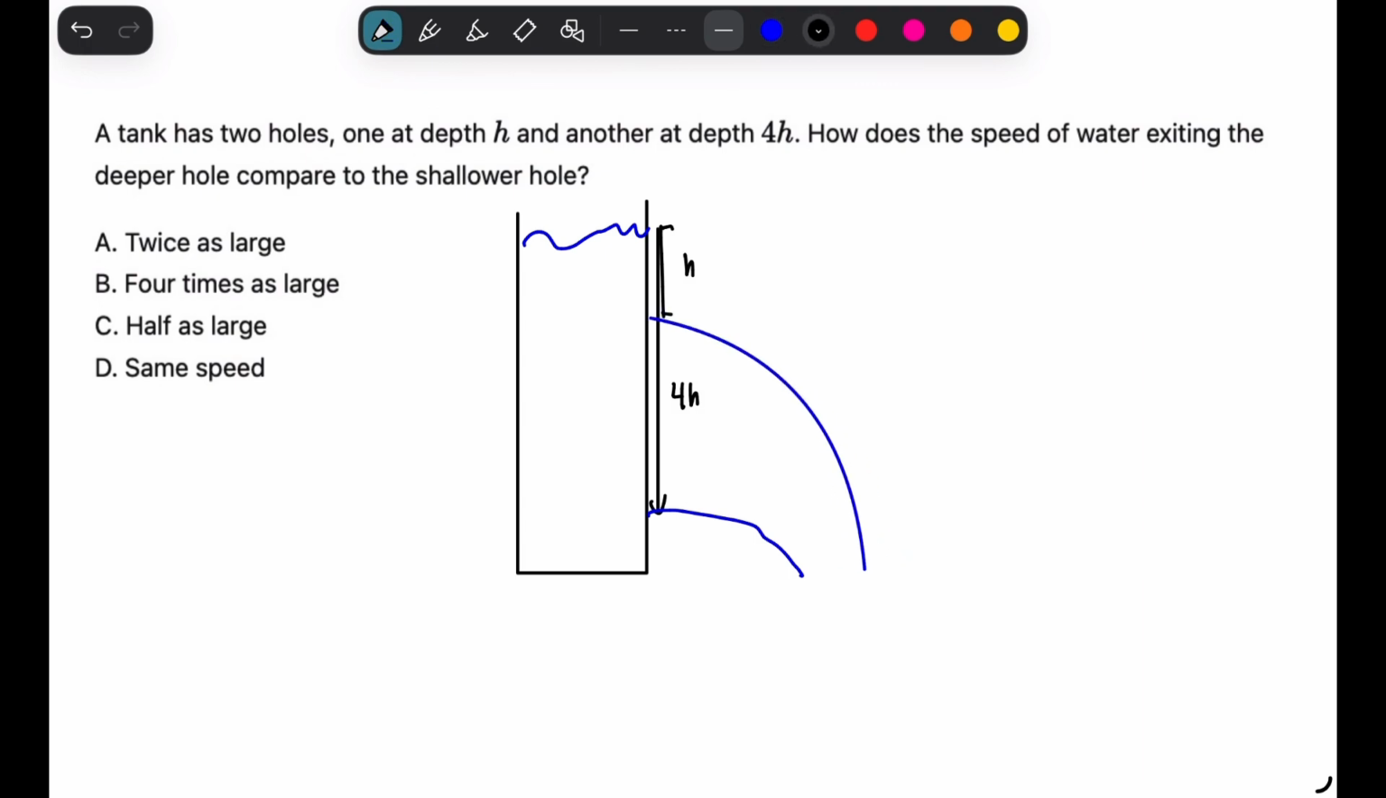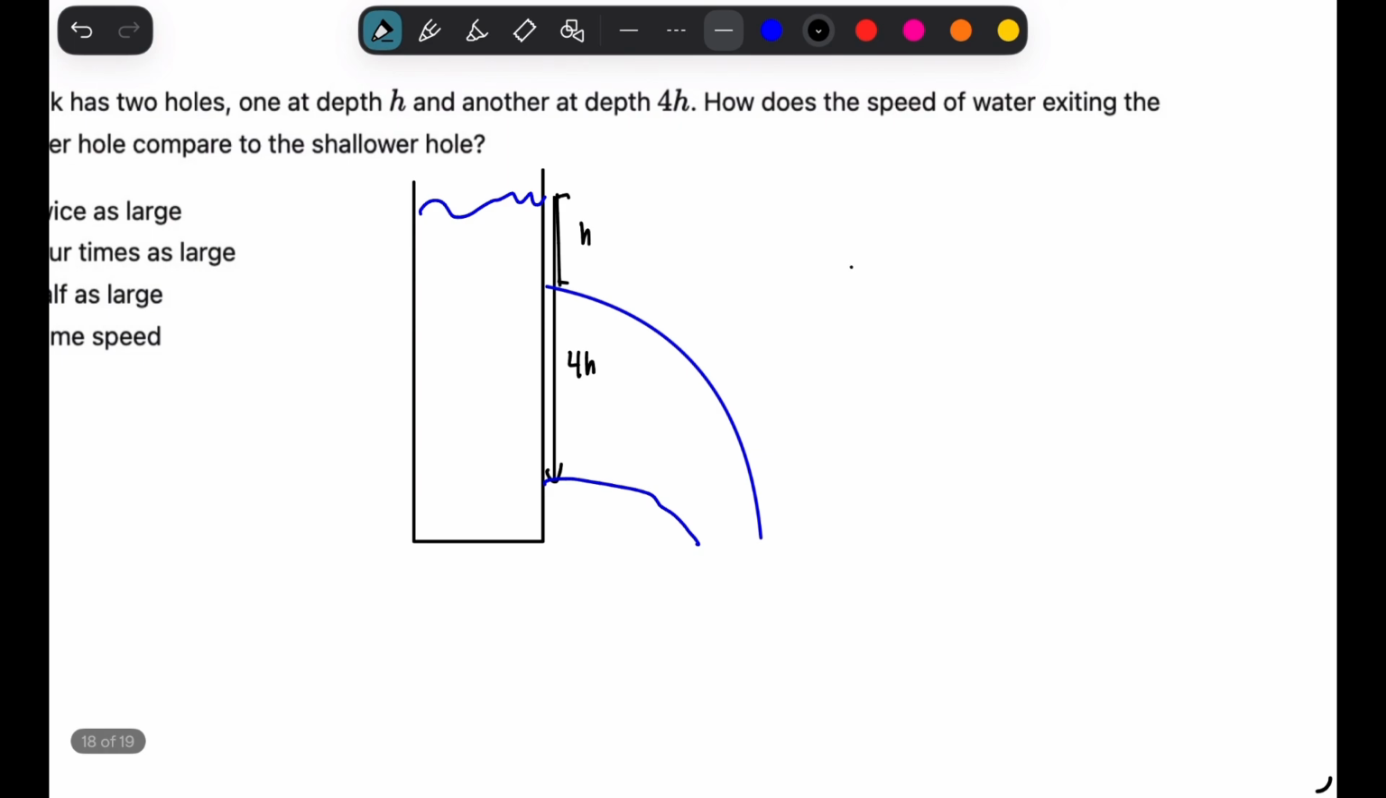Now, we want to find these speeds. So v is equal to the root of 2gh. Now, we're talking about 4h, though, so you're just going to substitute 4h in instead of h.